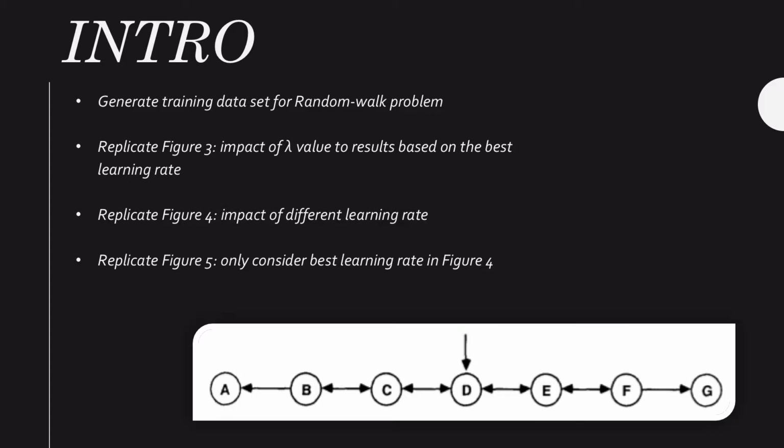First, let's take a look at what we did in this project. We learned the TD lambda method by replicating Sutton's paper experiment. First, we generated the training set: 100 training sets, each of which contains 10 walk sequences.